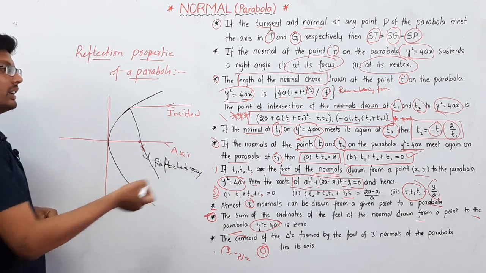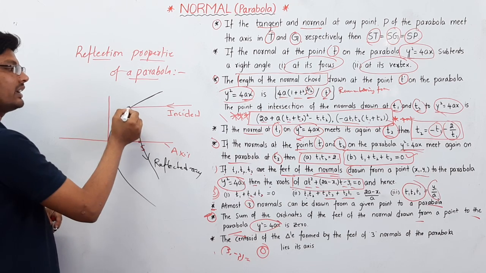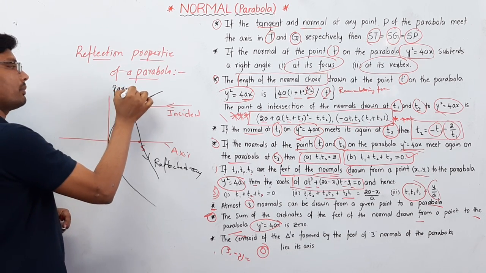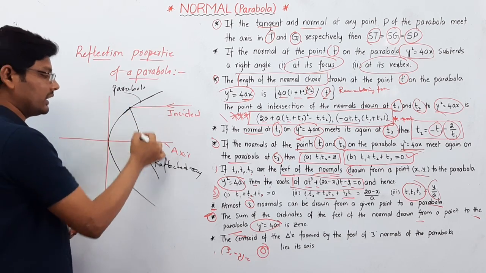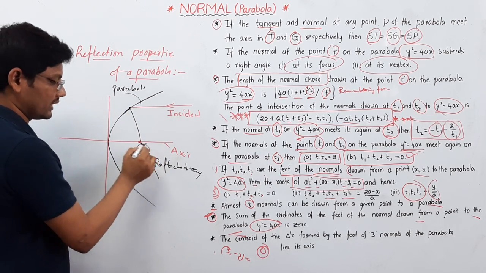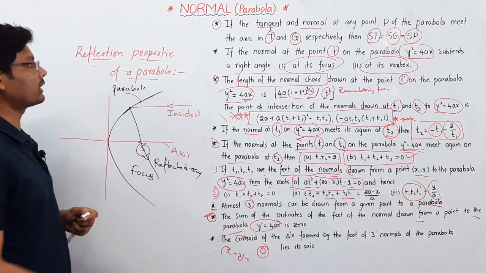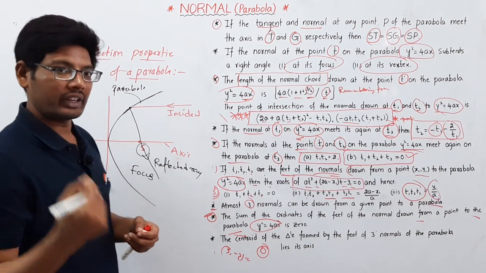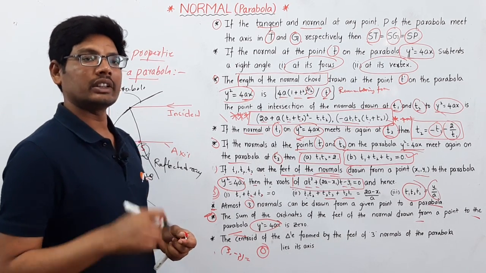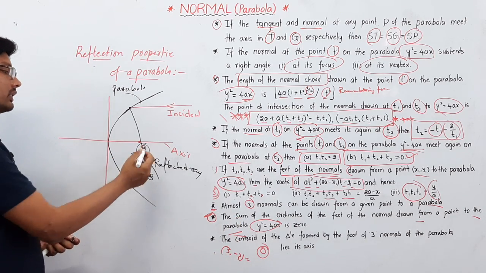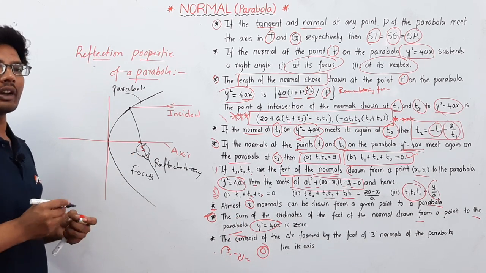Here the concept is that an incident ray is incident on the parabola, is reflected back and passes through the focus. Passing through the focus is called the reflection property of a parabola. Every incident ray incident on the parabola is reflected back and passes through the focus. That is the reflection property of a parabola.